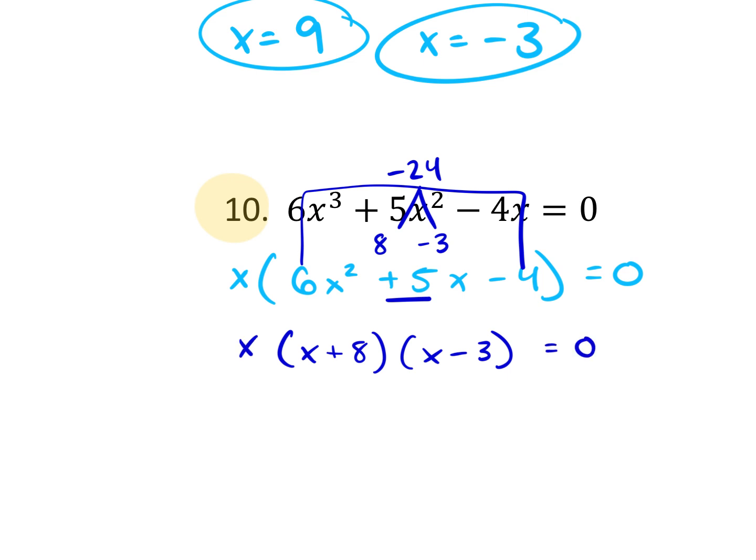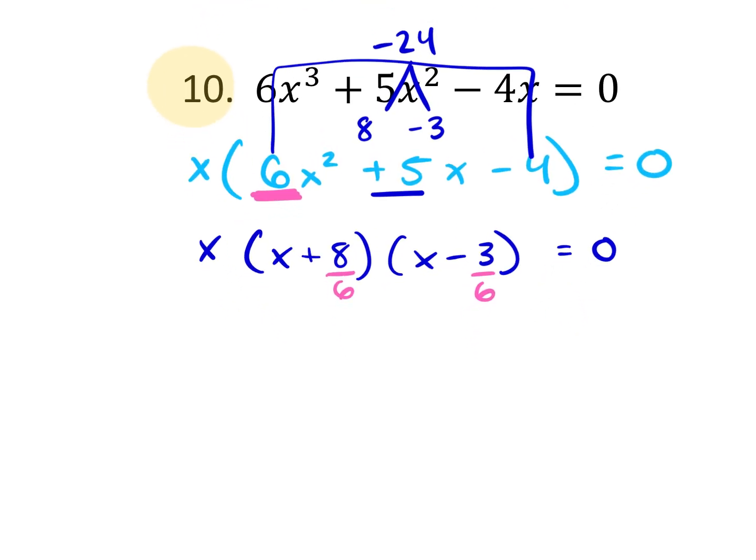What do we have to do next? Don't forget, if you start by multiplying, you have to remember to divide by that first number. So we're going to divide both of these by 6. Simplify the fraction if it can be simplified. Can I simplify 8 over 6?